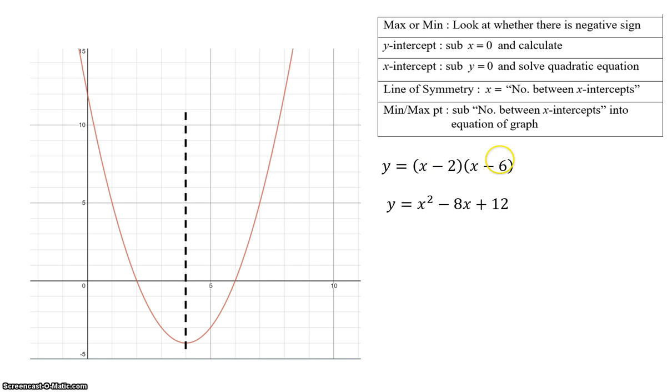If you expand these two brackets, you actually get x squared minus 8x plus 12. So the shape is solely determined by the coefficient of the x squared. In this case, the coefficient is 1, so it's a positive number. When it's positive, it's going to be a minimum graph. And the other way, if it's a negative coefficient for x squared, it's going to be a maximum graph. So that's all. Next thing, we're going to talk about our y-intercept.